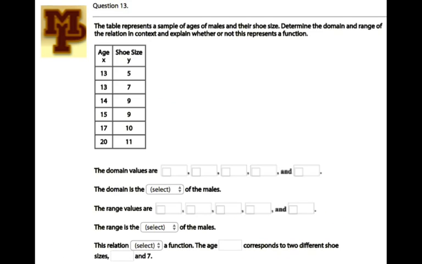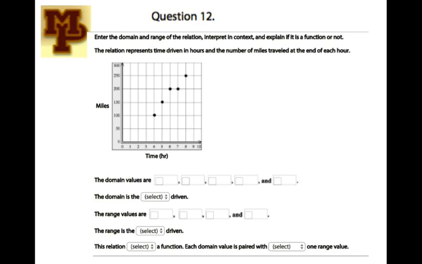Okay, we're looking at number 12. The domain values are just the x coordinates, so whatever those x coordinates are. As I look at this graph, I would say the x coordinates are 4, and then 5, and then 6, and then 7, and 8. And so then you would pick those. The domain is the blank, whatever that is. The range values are the y values.